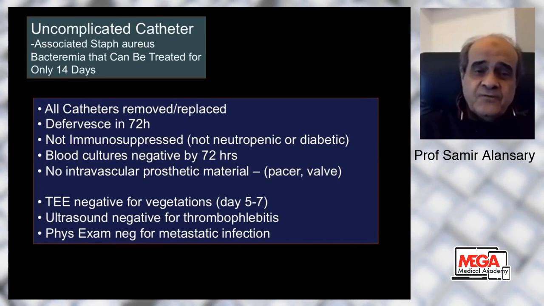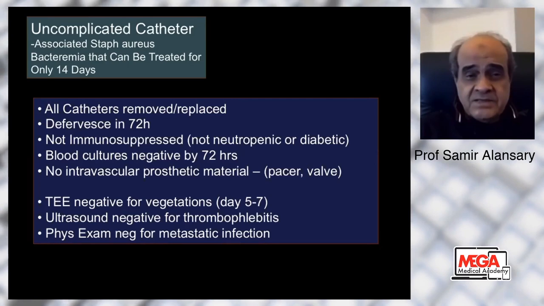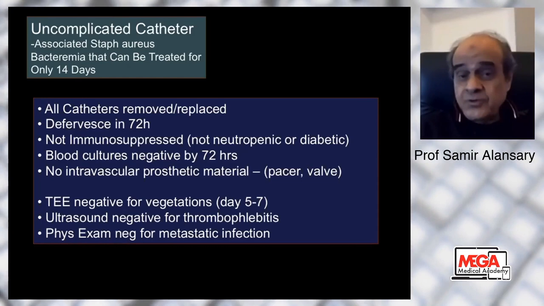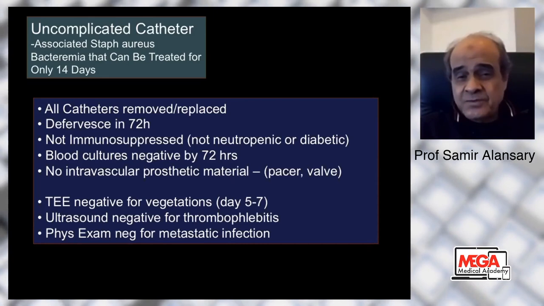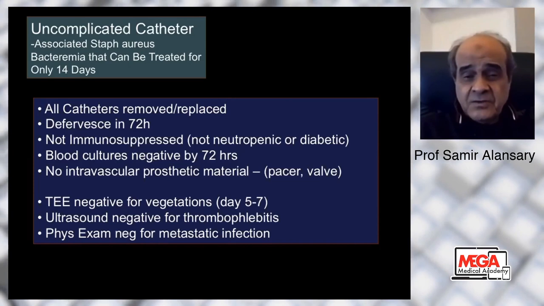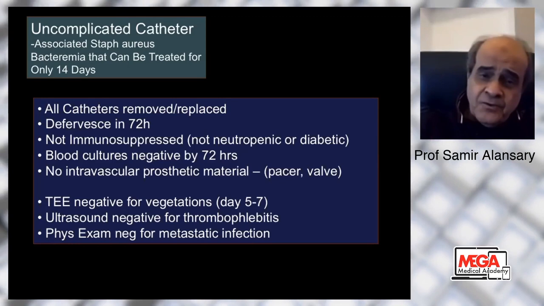No fever in 72 hours. Not immune suppressed, your patient not neutropenic, not immune compromised, and so on. Blood culture is negative by 72 hours. No intravascular prosthetic material, prosthetic valve, and so on. The transesophageal echo is negative for vegetations on day 5-7, not less than this. Don't do TEE after 3 days and tell me it is negative. You have to wait for 5-7 days. Ultrasound negative for thrombophlebitis, or physical examination negative for metastatic infection. All these criteria allow you to use only 2 weeks of treatment. But if your patient is complicated, you have to continue for more time, for 4 to 6 weeks.